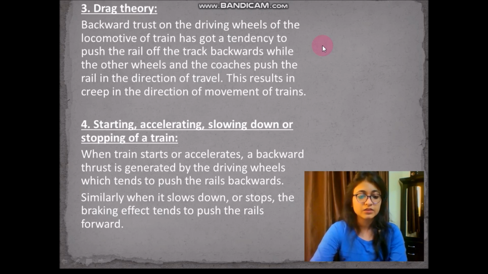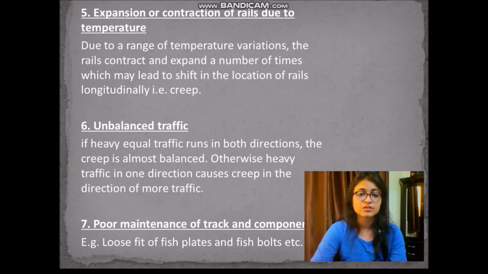And whenever the train is trying to stop or decelerate, forward thrust will be generated, and that will push the rails forward. That will cause creep. Contraction, expansion of rails due to temperature. Because of temperature, rails will expand and contract, and they might shift from their position and creep will occur. Unbalanced traffic: if there is more traffic in one direction, creep will occur in that direction. The rails will move in that direction.